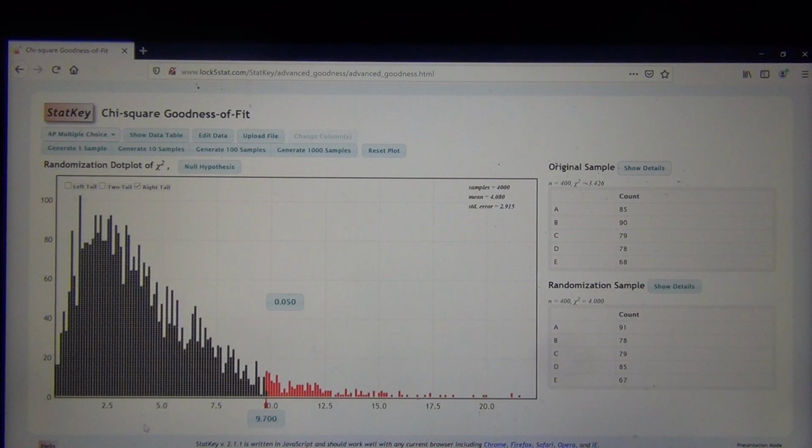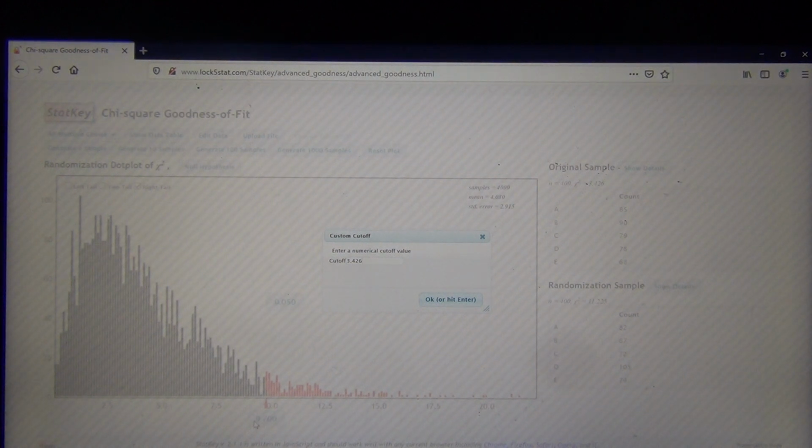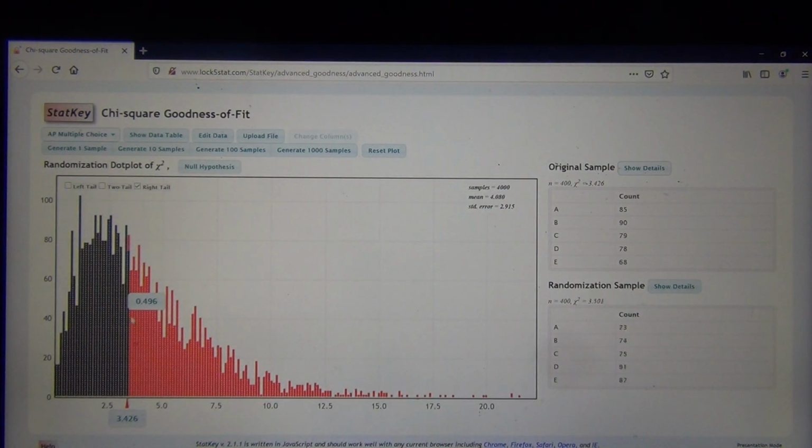Now what about our p-value? Now this is not a p-value, this is the significance level. So I need the probability associated with this original sample data. So I'm going to type in the original 3.426 in this bottom box right here. 3.426. And that was the original sample chi-square test statistic. So the probability of getting the chi-square test statistic or more extreme, if the null was true, by sampling variability, is 0.496, which is our estimated p-value.